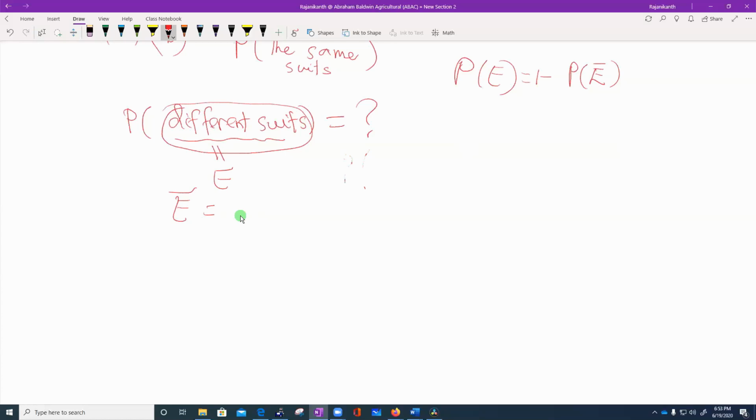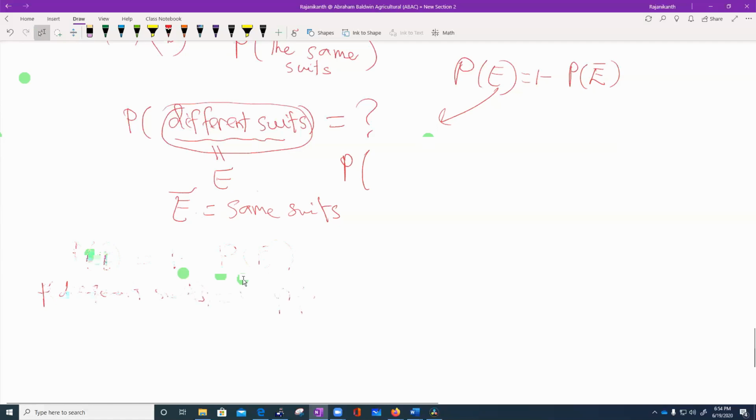So if my event E is a different suit, my event E bar is going to be same suit. That means I'm applying this formula. My original question was finding P of E. P of E is going to be 1 minus P of E bar. Remember, my event E is getting different suits, right? Getting different suits is always equal to 1 minus the probability of the same suit.